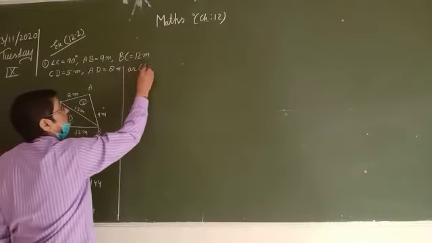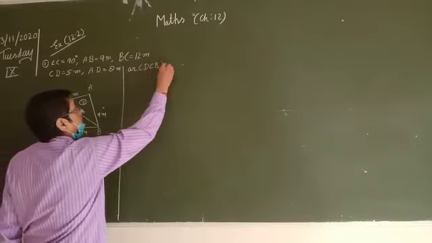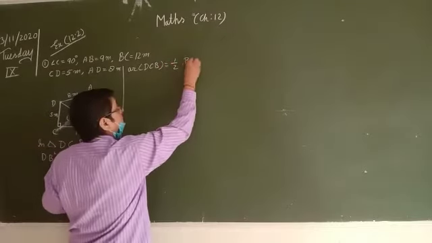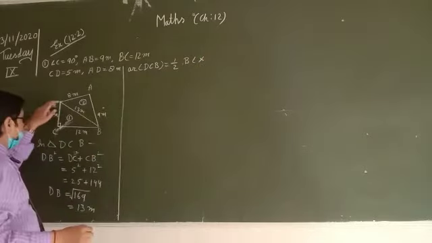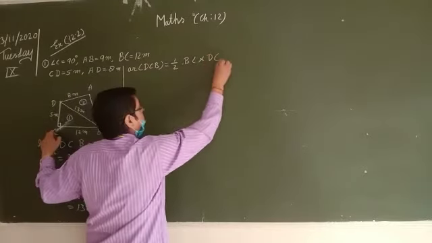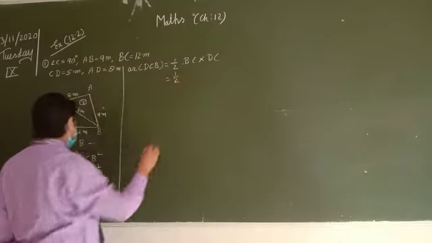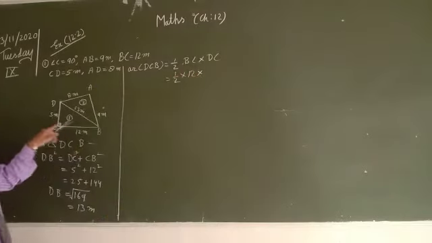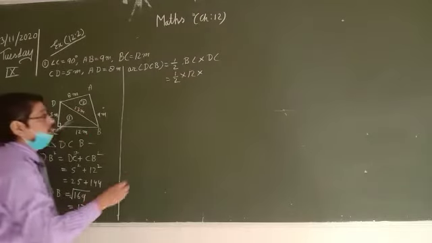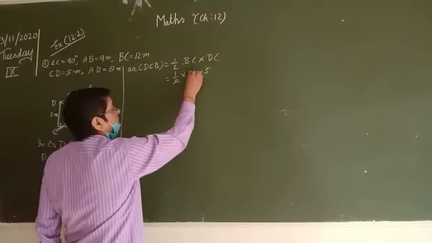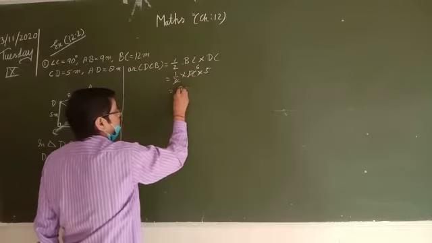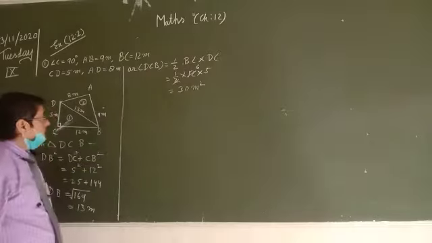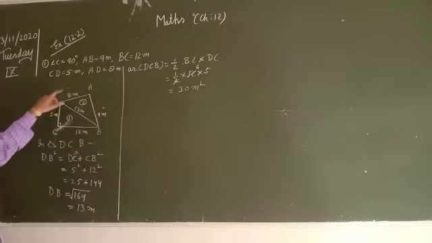Now I am going to explain the area of BCD. Area BCD equals half base into height. Base is BC and height is CD. So half, base 12, into height. Height is given as 5 meters. So we will write here 5 meters. 2 6 are 12, so 30 meter square. This is the area of BCD.